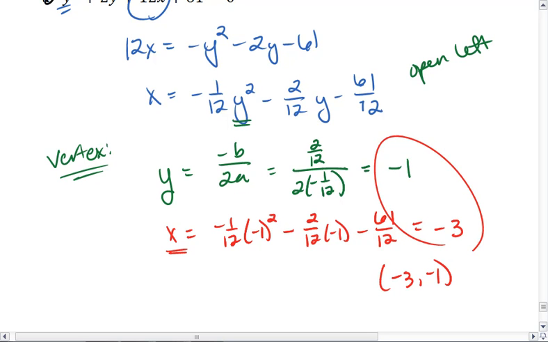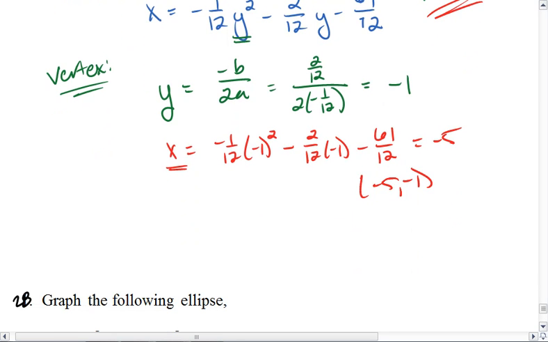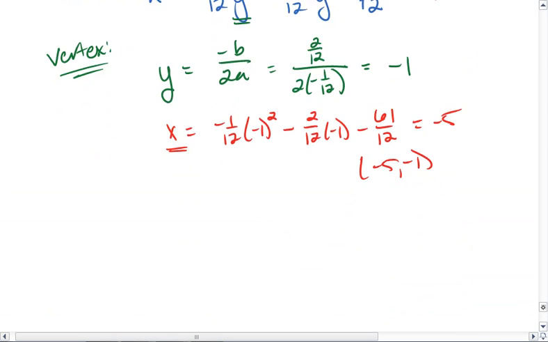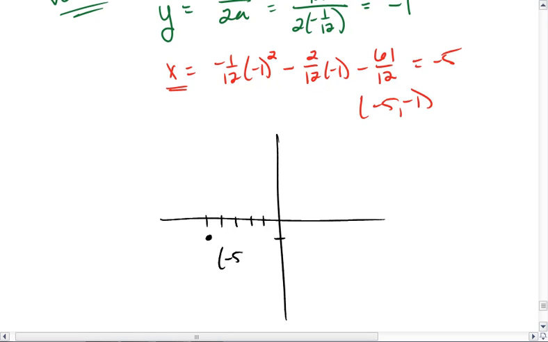Or sorry, this isn't negative 3. That was my fault. This is negative 5. So my vertex is negative 5, negative 1. And I open left. So if I were to sketch this out, I want to graph negative 5, then 1, 2, 3, 4, 5, negative 1, and draw my parabola opening left.